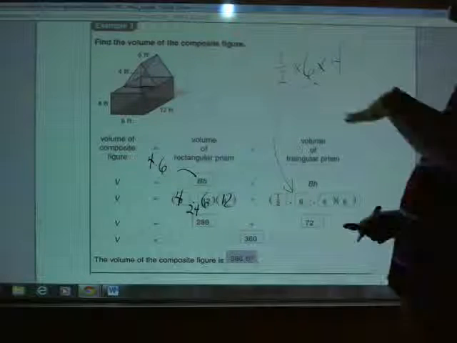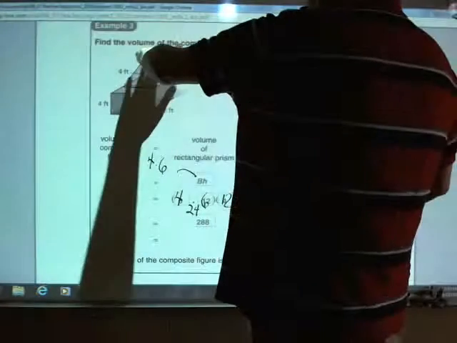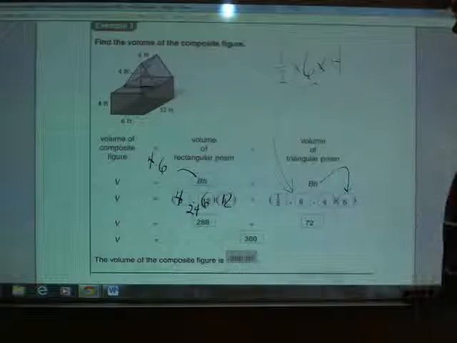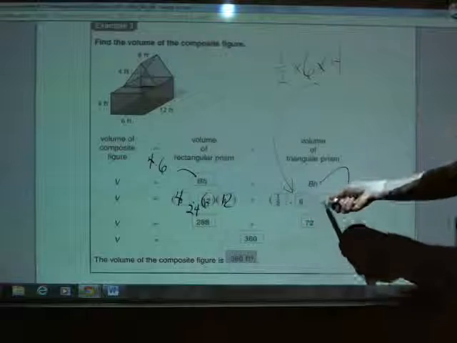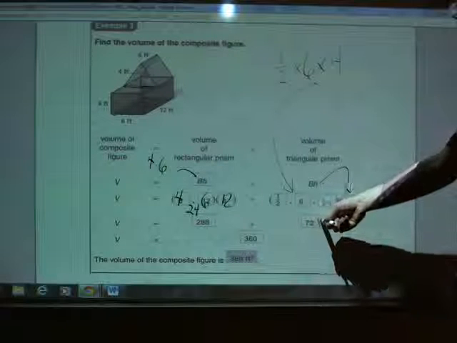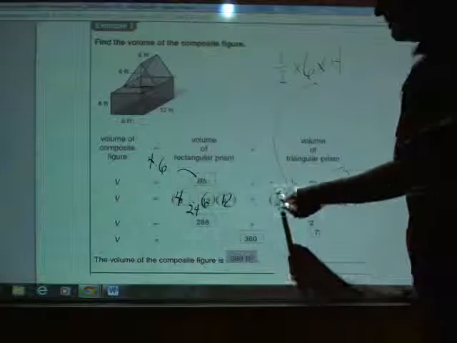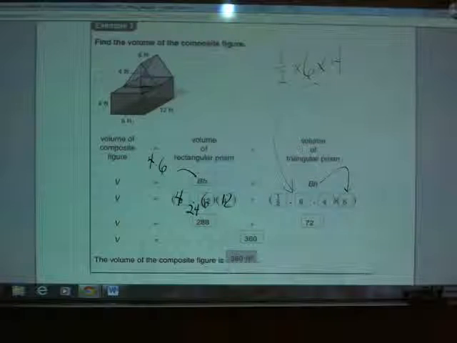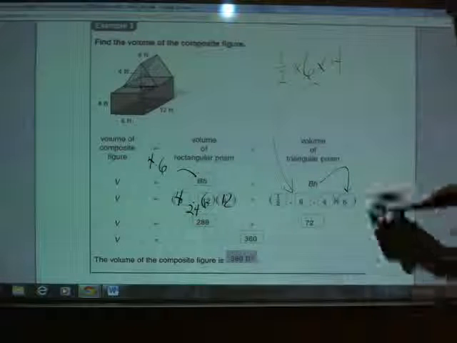Well, again, that means this one's laying down if I'm staring at the base. So this is 6 units tall, which is what you can see they've got right here. So we're going to multiply. That's the same as 3 times 4, which is 12. 12 times 6 changes into 72. And then I add these two guys together, and I get 360. So the volume of the composite figure is 360 cubic feet.